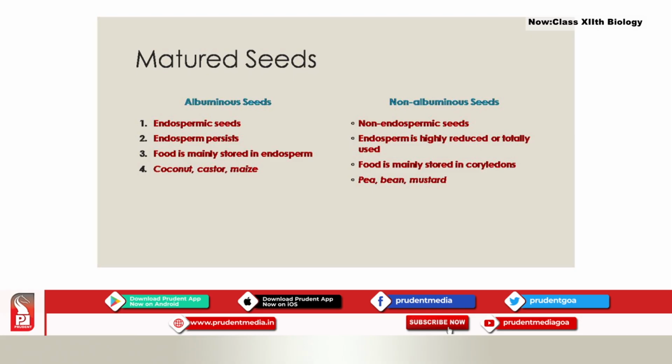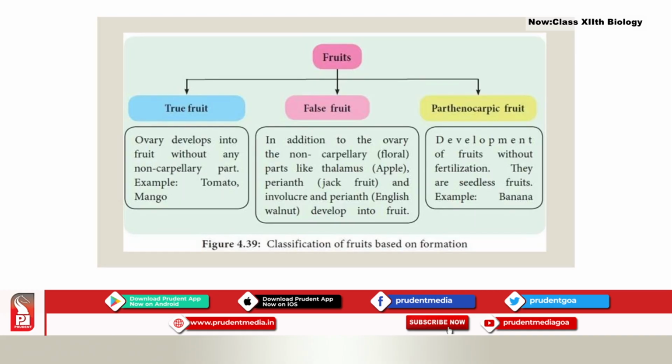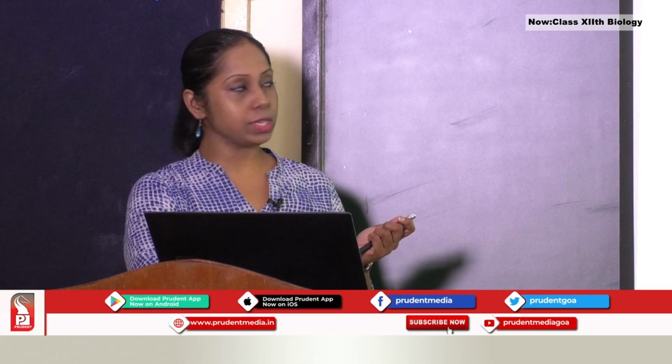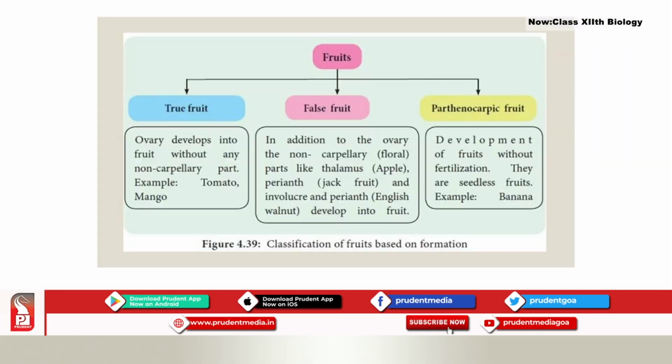For example, coconut, castor, maize are albuminous seeds, and you have pea, beans, mustard, which are non-albuminous seeds. Let's move on to the types of fruits now. There are three types of fruit, students: true fruit, false fruit, and parthenocarpic fruits.